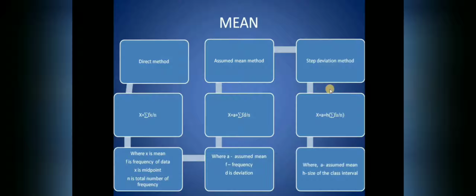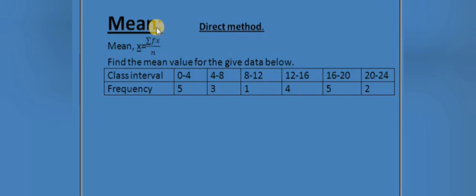Let's see with an example. I am going to show how to find the mean by direct method. In this video only one problem, that is how to find the mean. Mean is equal to summation of fx divided by n. This is the formula. See one example: find the mean value for given data.